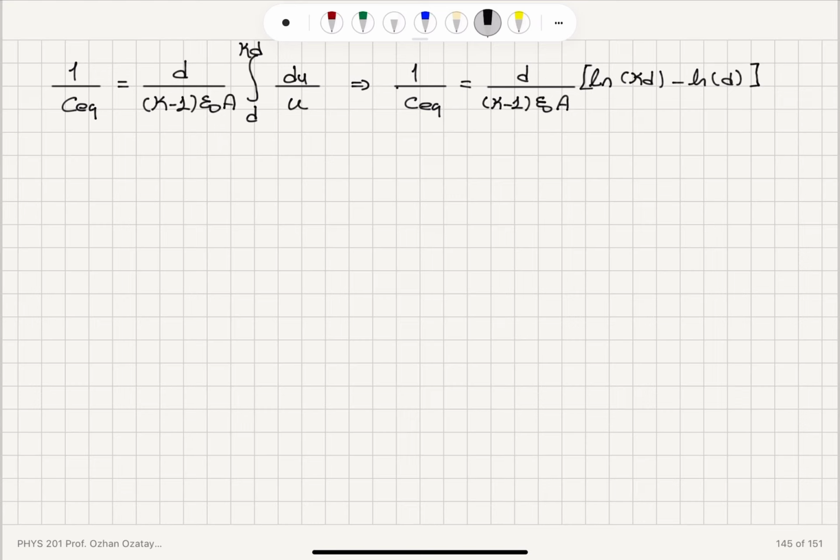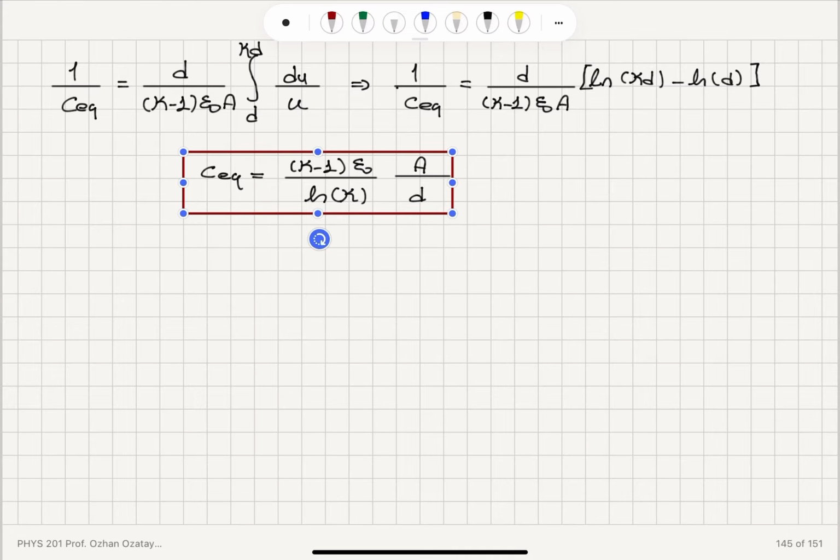So I'm ready to write my final answer for the equivalent capacitance. Now I take the reciprocal, so I will have kappa minus 1 epsilon 0 A divided by d natural logarithm of kappa. So d natural logarithm of kappa is at the bottom, and kappa minus 1 epsilon 0 A is at the top. So that's the equivalent capacitance.